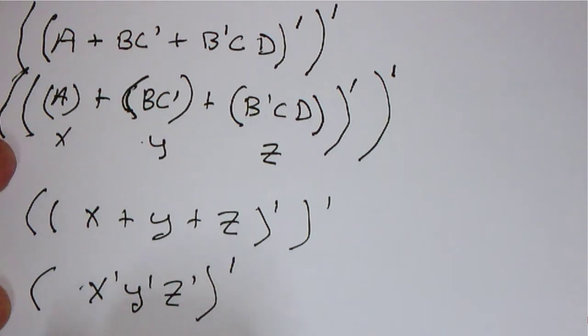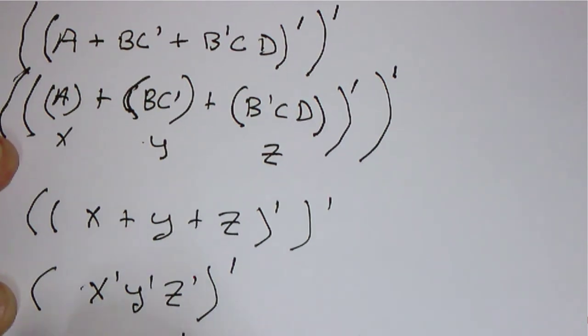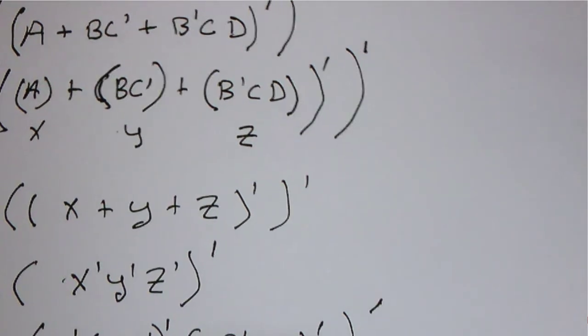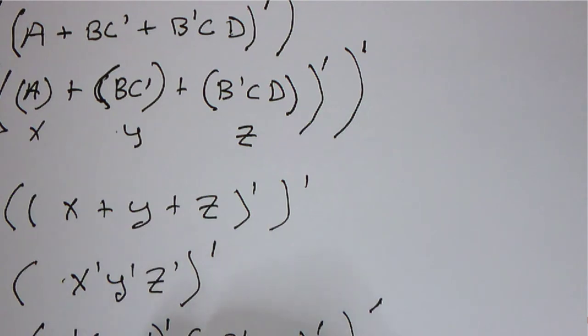So when we substitute those back in, now we have A prime times (BC prime)' times (B prime CD)', and then the whole thing inverted again. Okay, so now you can see this is an AND gate that's inverted, so that's a NAND gate. And these, except for this degenerate term all by itself, BC prime is an AND gate with an inverter, so that's a NAND gate. And there's another NAND gate. So this is in NAND.